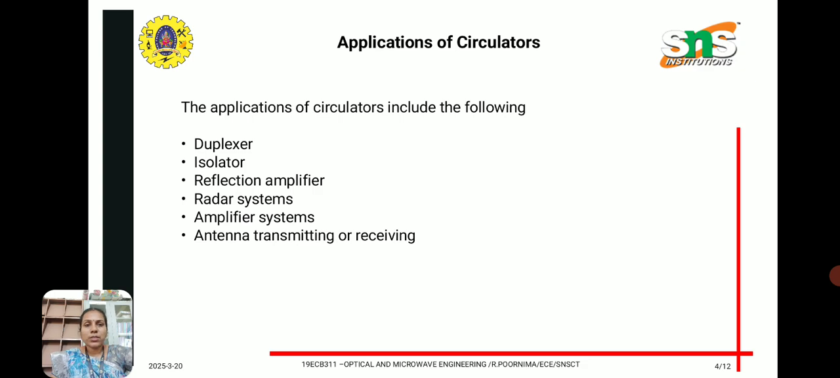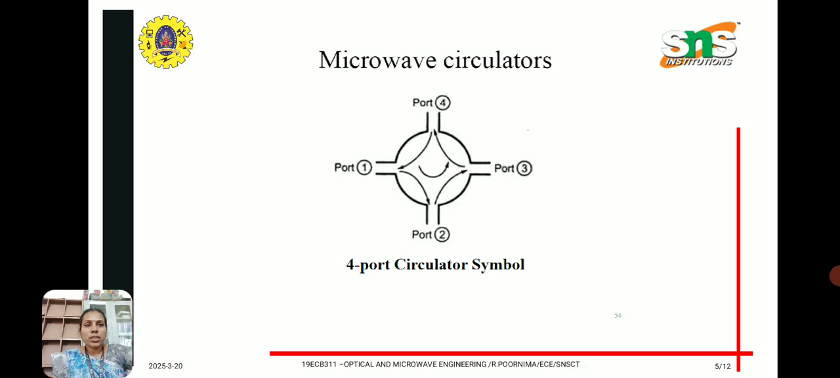Applications of circulators include duplexer circuits, isolators, reflection amplifiers, radar systems, amplifier systems, and antenna transmitting or receiving. And this is an example of a microwave circulator schematic. Here it consists of 4 ports in which the power flows from port 1 to port 2 and port 2 to port 3 like this, in a unidirectional way.